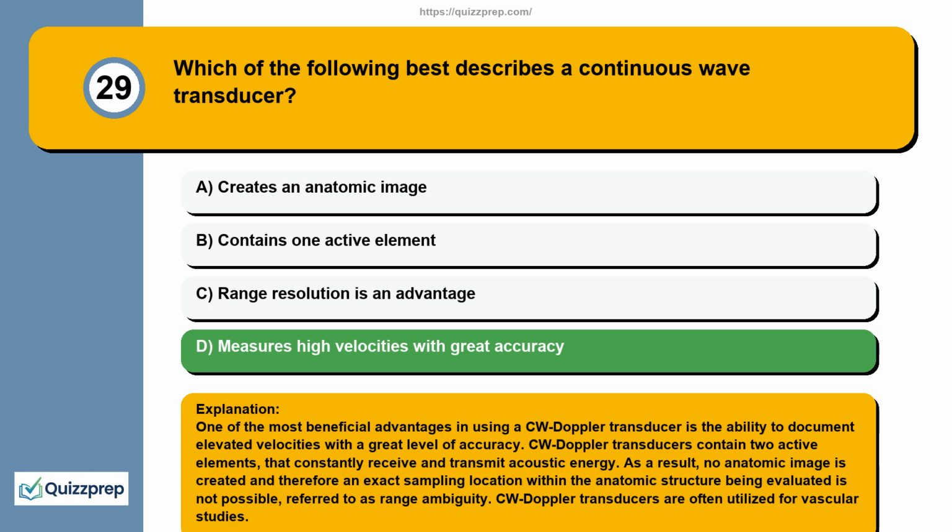One of the most beneficial advantages in using a CW Doppler transducer is the ability to document elevated velocities with a great level of accuracy. CW Doppler transducers contain two active elements that constantly receive and transmit acoustic energy. As a result, no anatomic image is created and therefore an exact sampling location within the anatomic structure being evaluated is not possible, referred to as range ambiguity. CW Doppler transducers are often utilized for vascular studies.